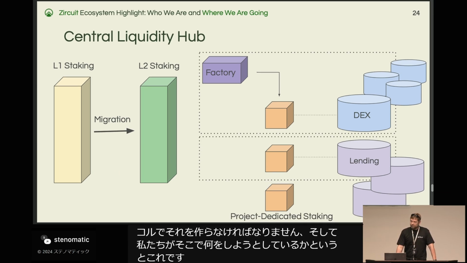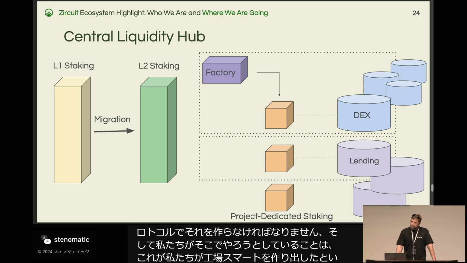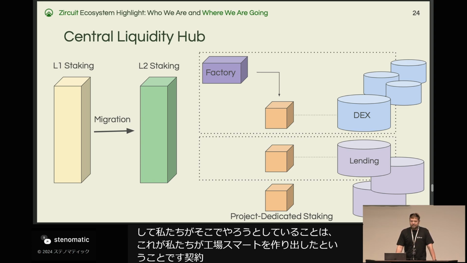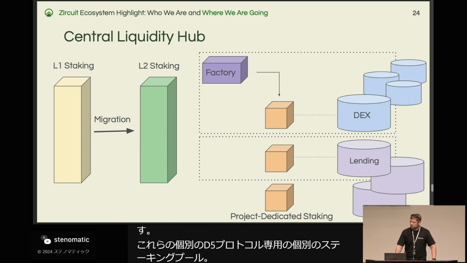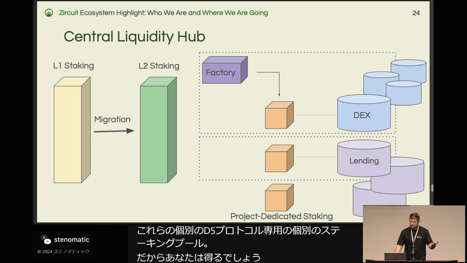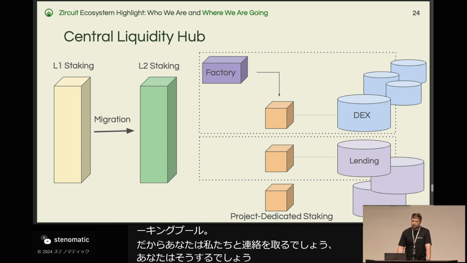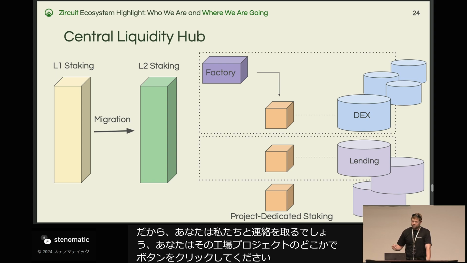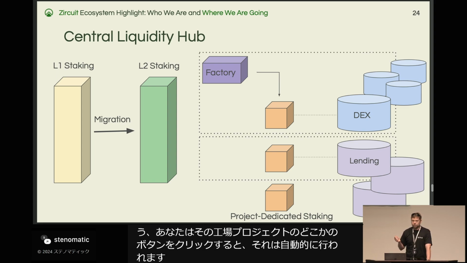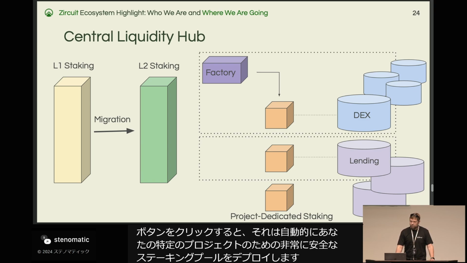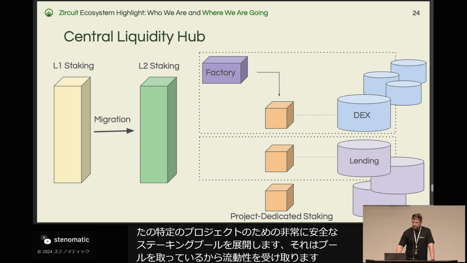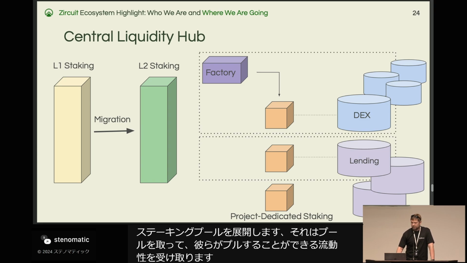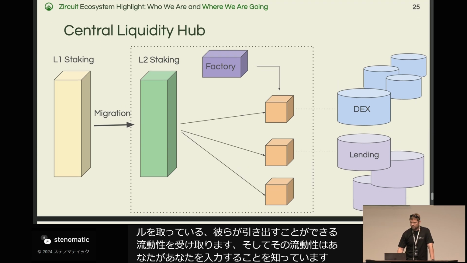We have created a factory smart contract and individual staking pools that will be dedicated to these individual DeFi protocols. So you will get in touch with us, you will click a button somewhere on that factory project, and it will automatically deploy a very secure staking pool for your specific project. That staking pool will receive the liquidity, from which that liquidity will then be entering your specific project.